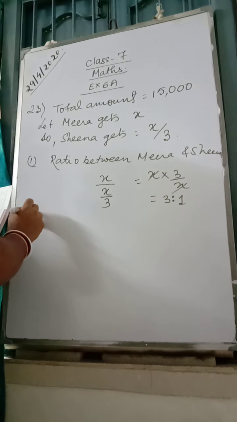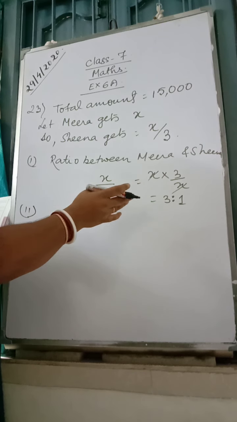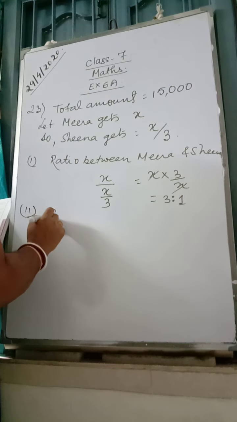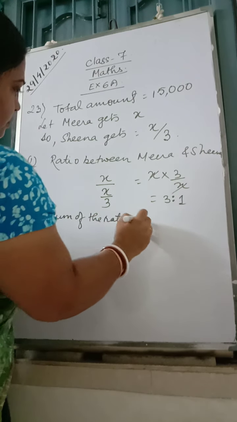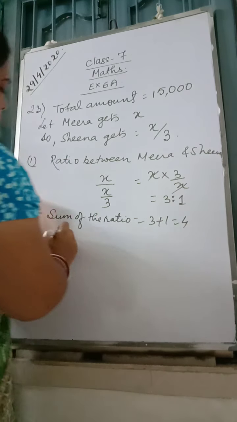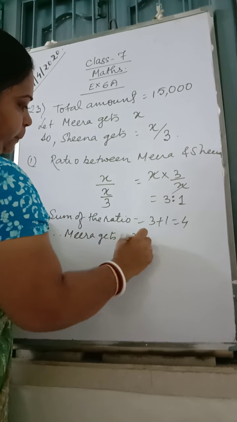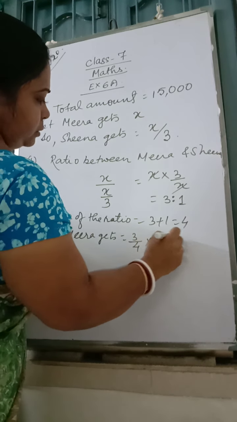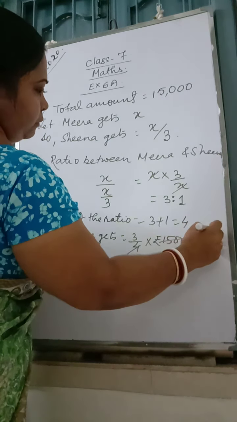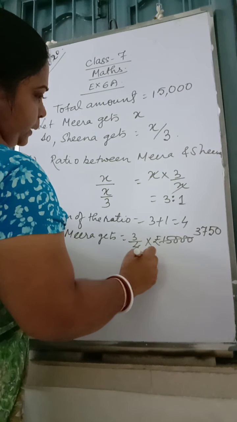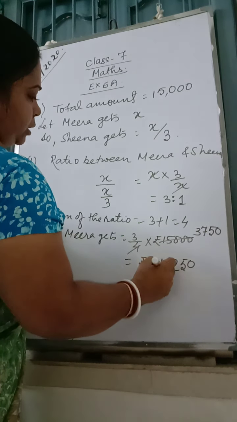Now come to the second part, the shares of Meera and Seena. It's simple, you can do the sum of ratio here also. Three plus 1 is 4. So Meera gets 3 by 4 into rupees 15,000. 4 3s are 12, 4 7s are 28, 4 5s are 20. Then this gives you rupees 11,250.